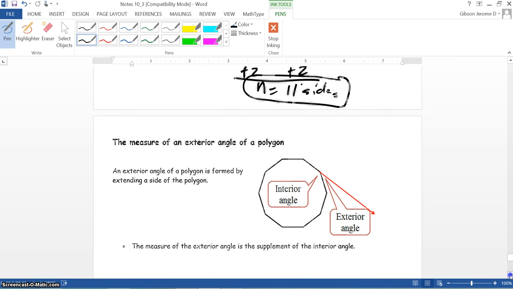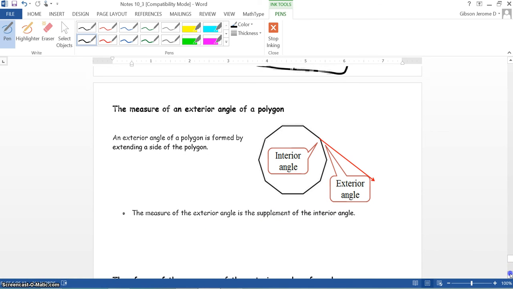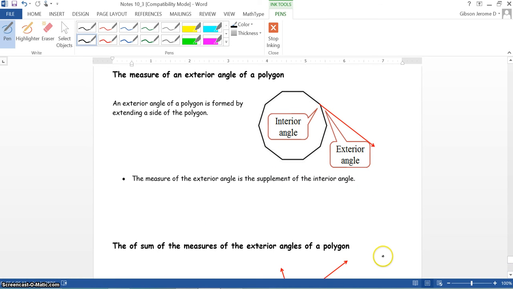Now, we scroll to the next page. It says the measure of an exterior angle of a polygon. An exterior angle of a polygon is formed by extending a side of the polygon. The measure of the exterior angle is the supplement of the interior angle. Now remember, supplements mean that the two angles added together will give you 180. So this exterior angle and this angle here together give us a 180 degree angle.